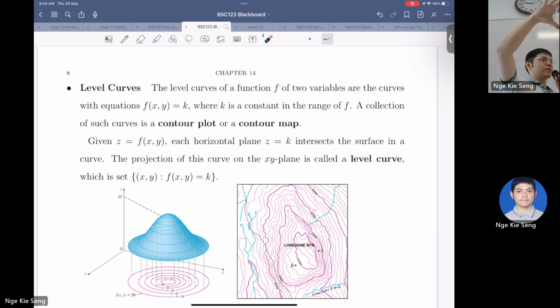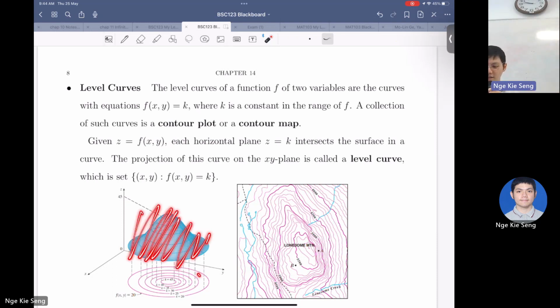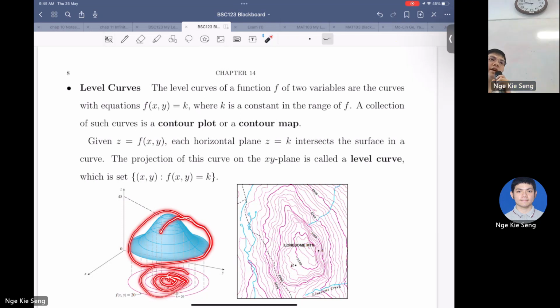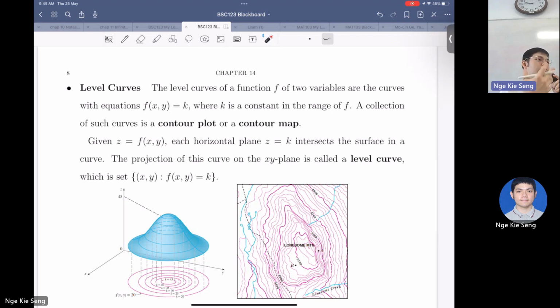Can you imagine? If I don't give you this shape, and I just give you a bunch of circles and tell you the height of each circle, can you reconstruct this shape? You can. You just depend on the height, lift up the circles, and then join them together because it is continuous. We deal with continuous functions, so you can join them up. If it is not continuous, you cannot join. But in our case, it's continuous.